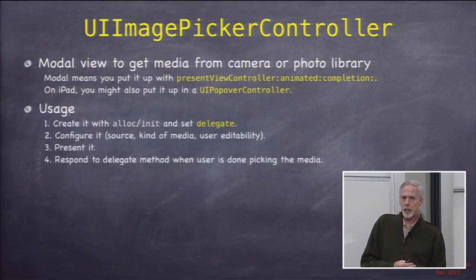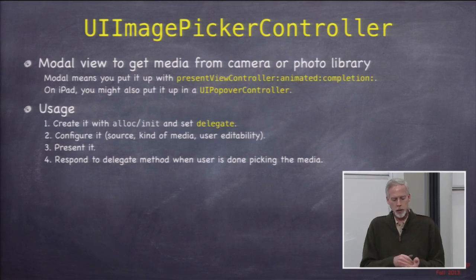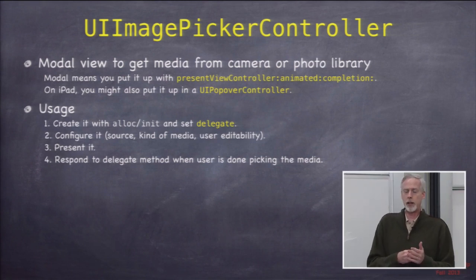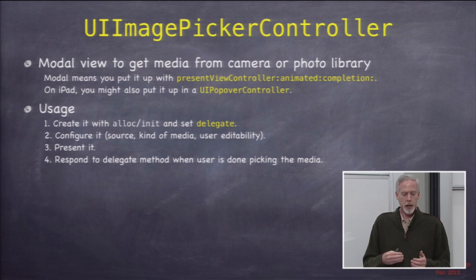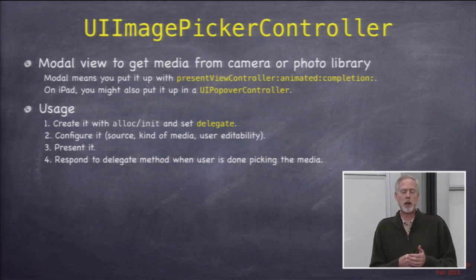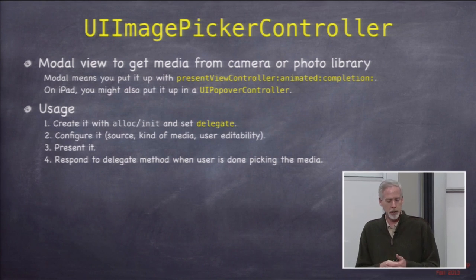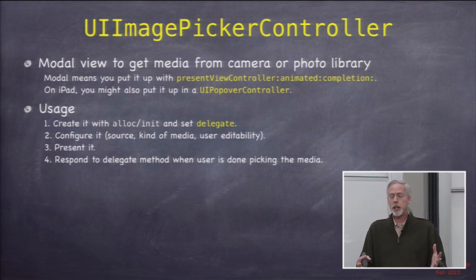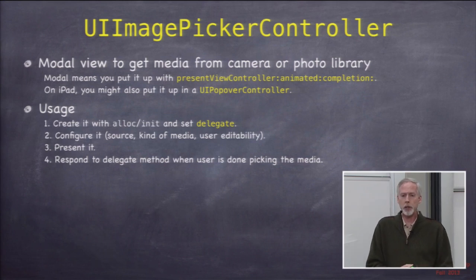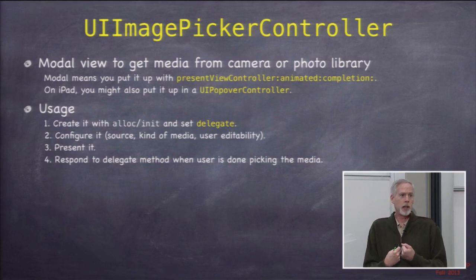You alloc and init this UIImagePickerController. You set its delegate. You have to set its delegate or you're not going to get any information out of it. Then you configure it for what you want, the camera, photo library, things like that, whether you're going to let the user edit the photo after they take it. Then you present it and listen to the delegate. And when the delegate tells you that the user has either canceled or taken a photo, then if they've taken a photo, you get the image data, and if they cancel, you're like, okay, well, they're done.